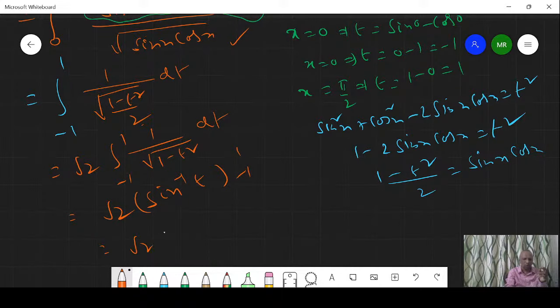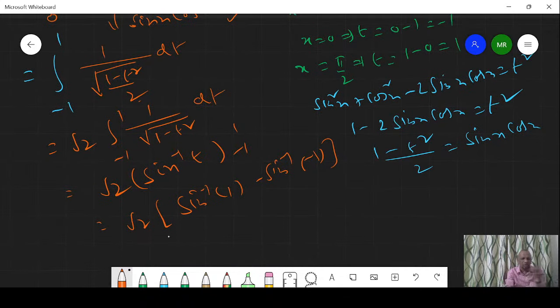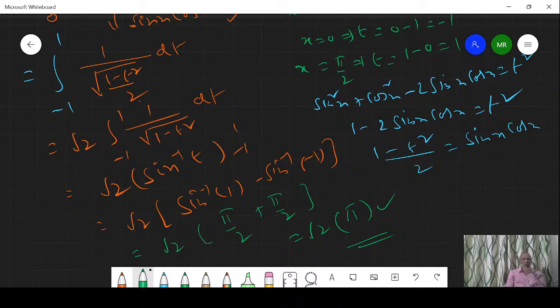So you will get root 2 into, apply sin inverse of 1, minus sin inverse of minus 1. Just if you apply the limits, you see the answer here. You will get the final answer. It comes root 2 into sin inverse 1, which is pi by 2, minus sin inverse of minus 1, which is minus pi by 2. So plus pi by 2, right? Otherwise, minus of minus is plus. Pi by 2 plus pi by 2 is pi. It comes root 2 into pi. So your answer is root 2 pi.